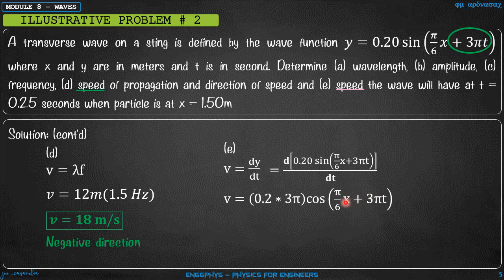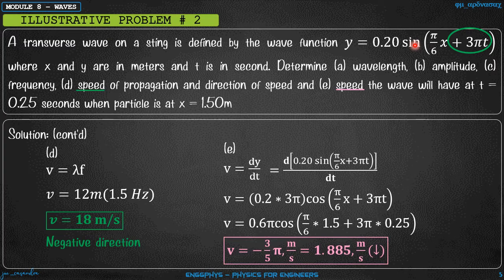Since we're given the value of x at 1.5 and t at 0.25, we'll just substitute our values. That will be 0.6 pi cosine of pi over 6 times x plus 3 pi times time, which is equal to negative 3 over 5 of pi meters per second, or equal to negative 1.885 meters per second, in the downwards direction. So what does it mean? If we're going to draw our wave, this is our equilibrium position.